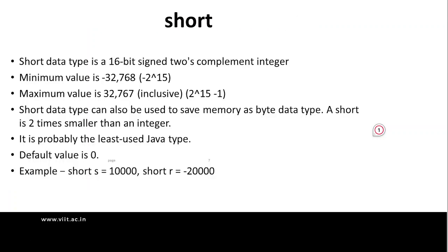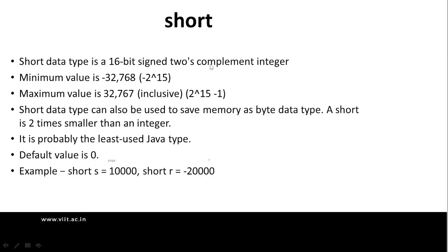A short data type is a 16-bit signed two's complement integer. The minimum value is minus 32,768, which is derived from minus 2 raised to 15, because a total of 16 bits are there. If 16 is n, then minus 2 raised to n minus 1, calculate it, that will be the range given for a particular bit.